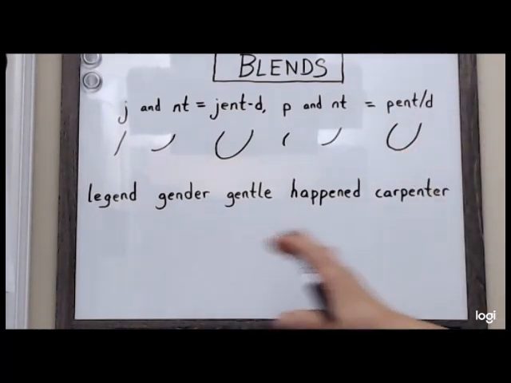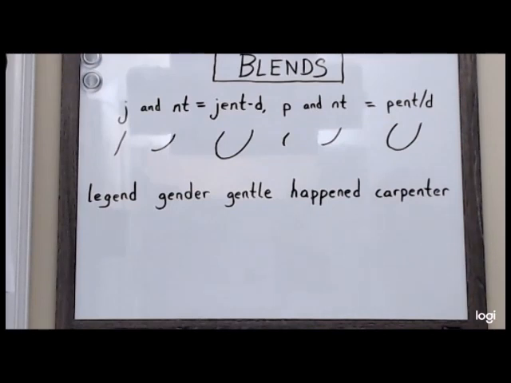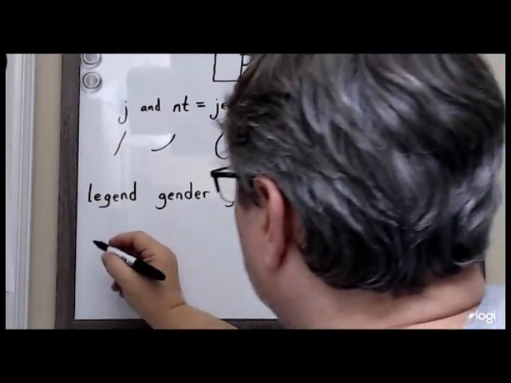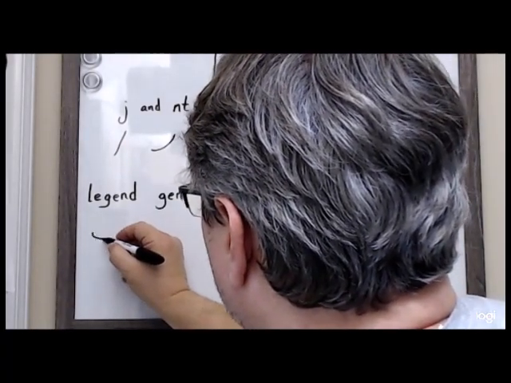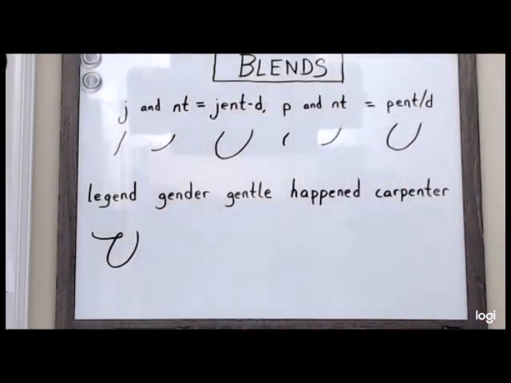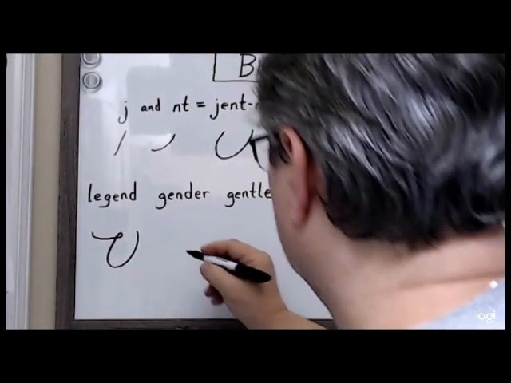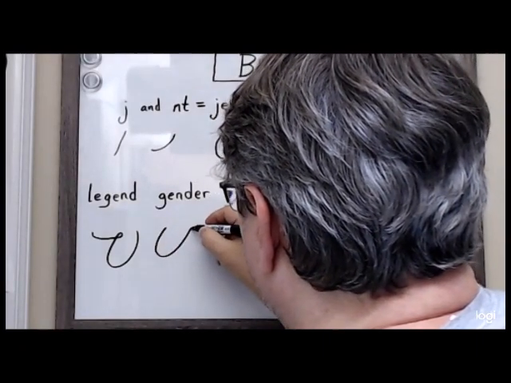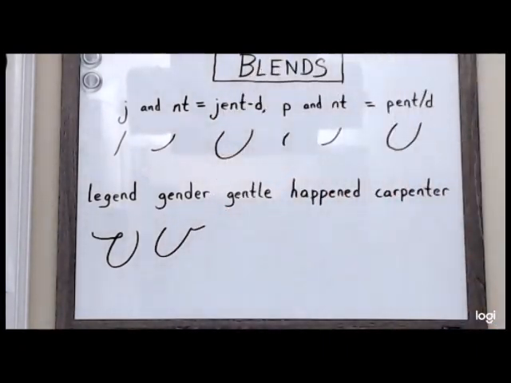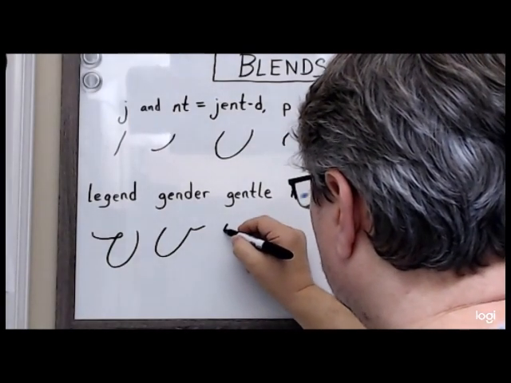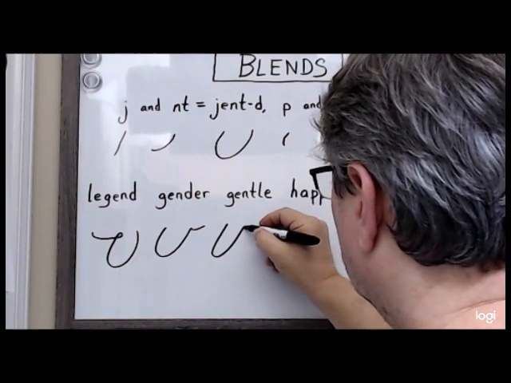Now we will write these characters in with these words. So the word legend is just going to be L-E-G-E-N-D. Gender is first going to be G-E-N-D and then R. Gentle will be G-E-N-T and L.